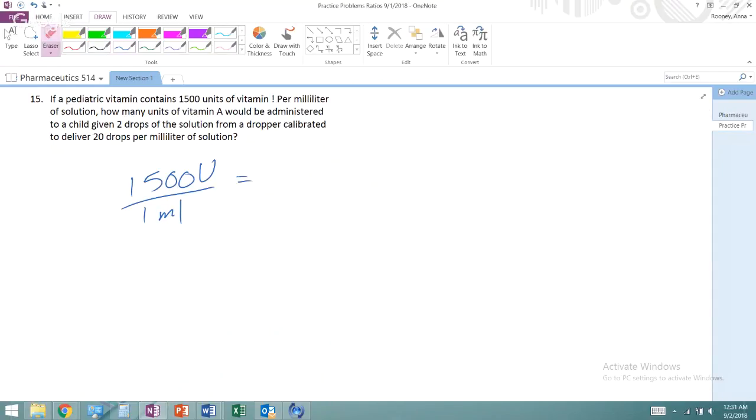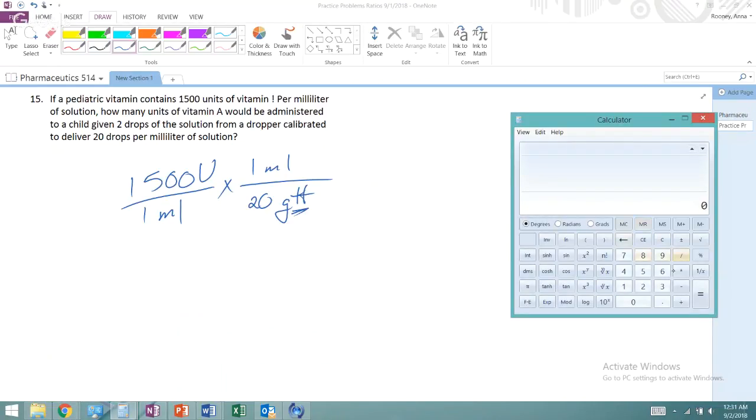Okay, so first off, let me erase this. We first off have to change that. So we have to do 1 milliliter, 20 drops. That is the medical abbreviation for drops. I do know that one. So we have to find out how many units per drop. So how many units per drop, guys? I just opened up another calculator, didn't I? So 1,500 divided by 20. Find 75.